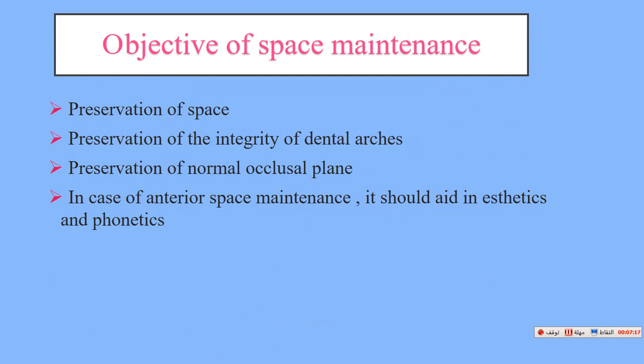The objectives of the space maintainer: preservation of the space, preservation of the integrity of the dental arch, preservation of the normal occlusion plane. In the case of the anterior space maintainer, especially premature loss of the anterior deciduous teeth, it should aid in aesthetics and phonetics. Not only function, but aesthetics, especially for the child, to prevent any psychological effect. Also, a space maintainer should be simple in construction, should not interfere with the growth of the jaw, and should maintain oral hygiene as possible.